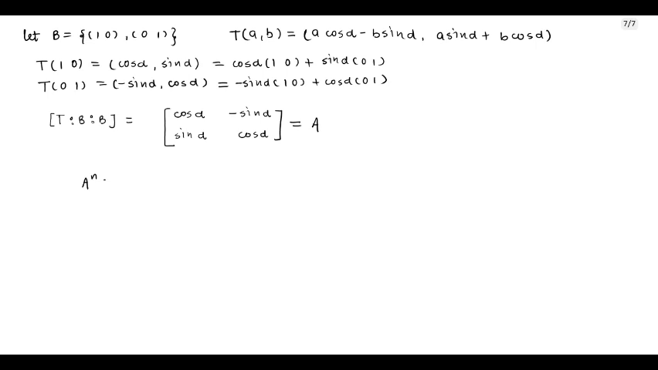Now you remember that A to the power n is equal to [cos n alpha, minus sin n alpha; sin n alpha, cos n alpha]. If you square it, you will get 2 alpha in the same way, okay?